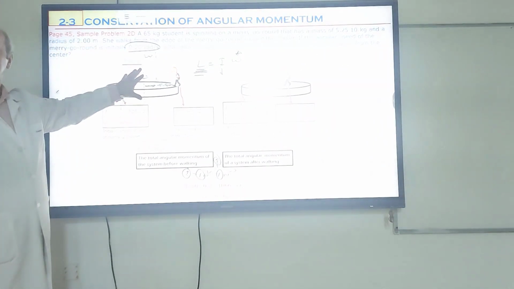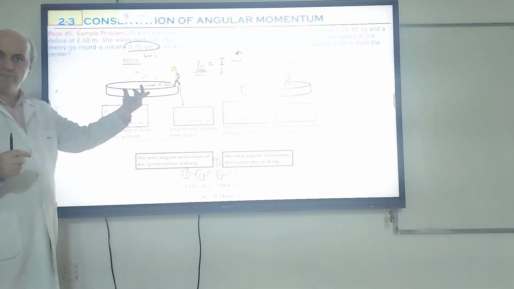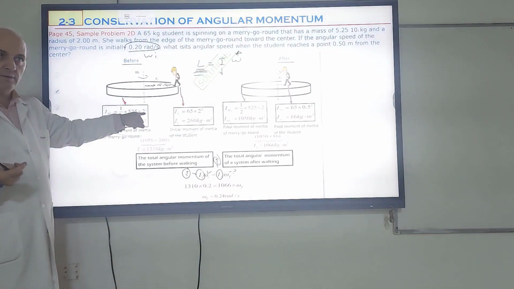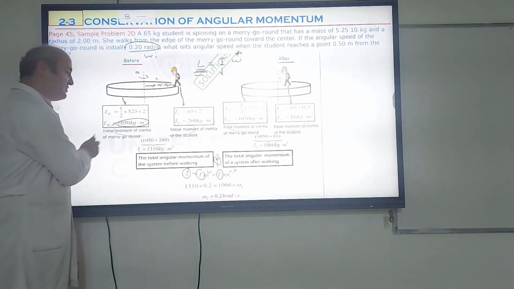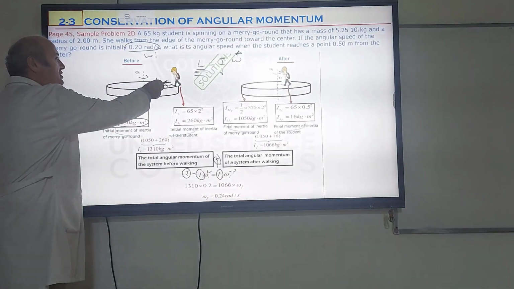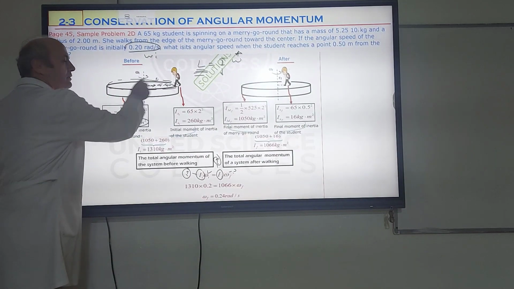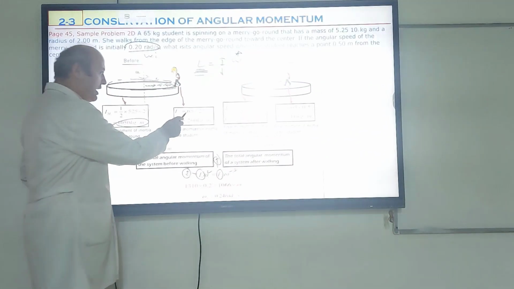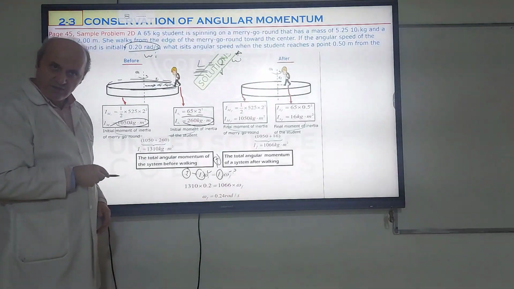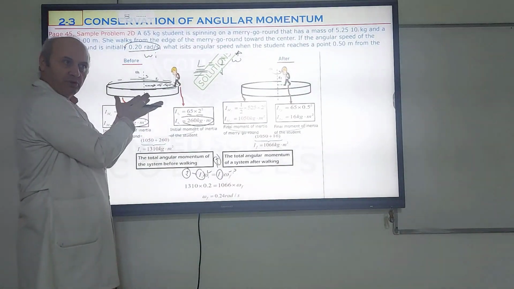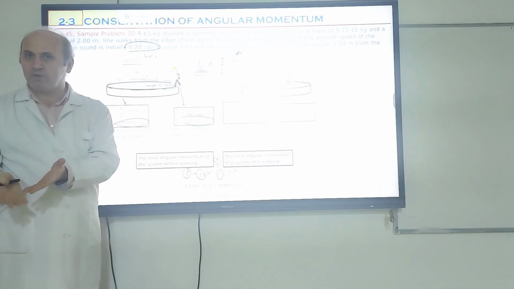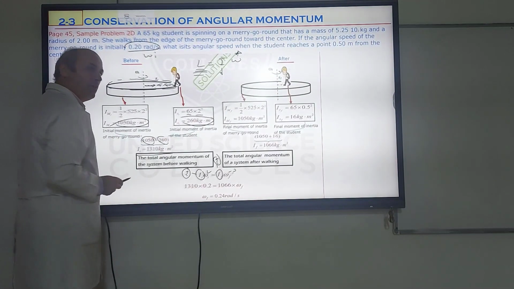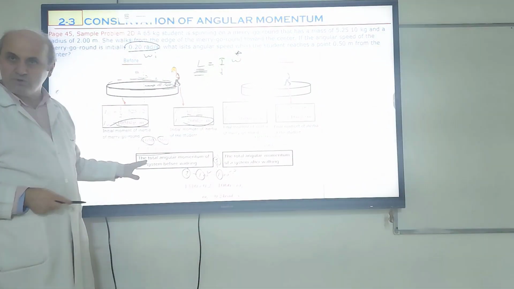The system is composed of two components. One of them is the disk, the merry-go-round. The disk's moment of inertia is 1/2 mr squared, so it's going to be 1050. The second component is the student's body. It follows a circular path, so mr squared, going about an axis, it's going to be 260. Total moment of inertia is the sum of them, because moment of inertia is a scalar quantity just like mass, so we add them. The result is 1210, the initial moment of inertia.